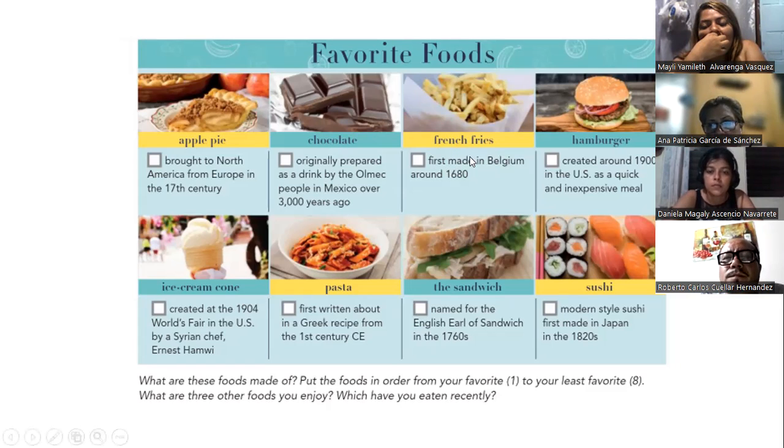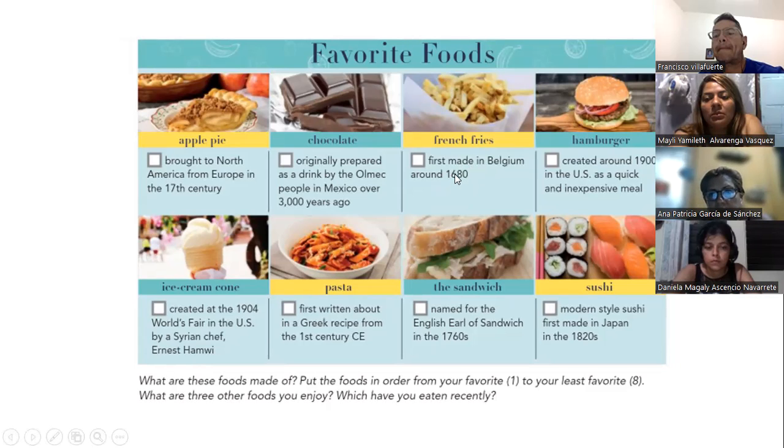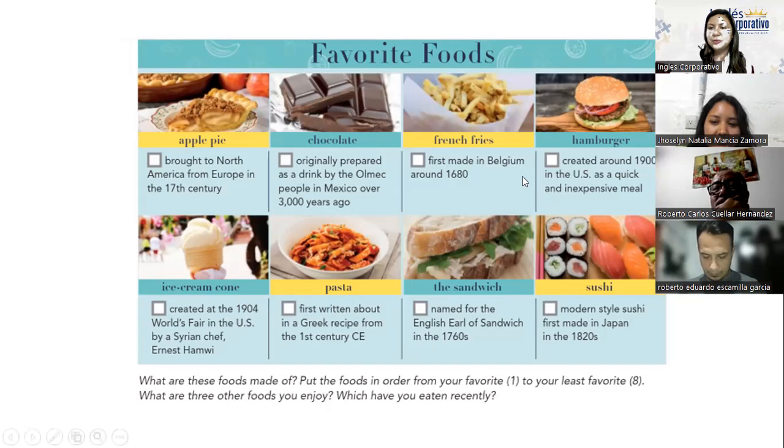French fries. Made in vacuum. Belgium. The date is 1680. In this case, this is a good way to read it: 1680. That's an easy way, because if not, you will have to say it the long way. The easiest form is around 1680. Okay, thank you.